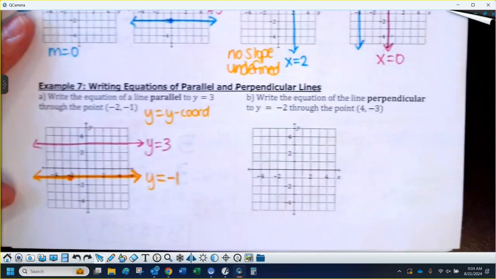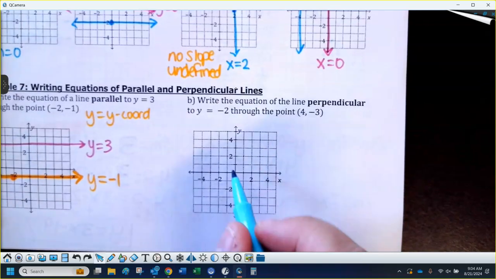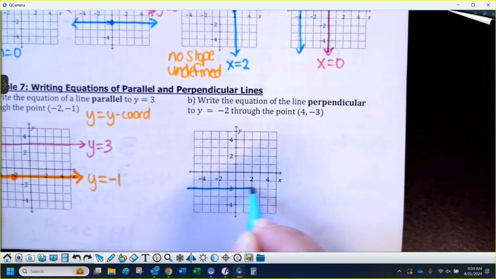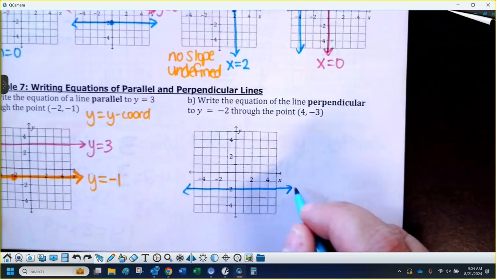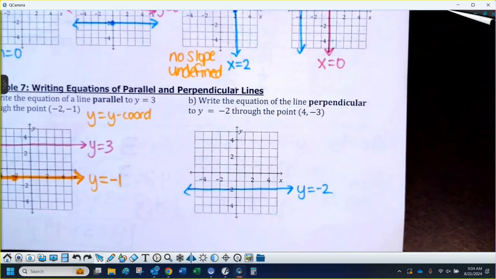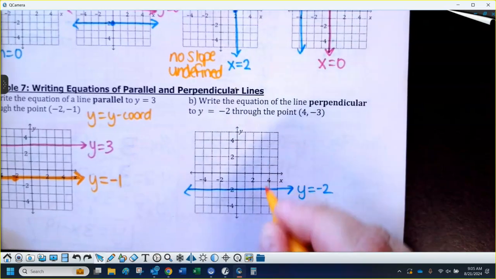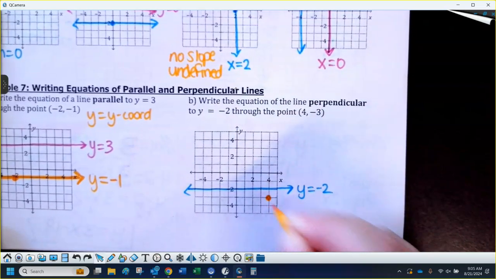All right, now, this one's trickier. This one's perpendicular. So I'm going to take y equals -2. I'm just going to sketch that. There's y equals -2, a horizontal line. All those y coordinates are the same. And I want to be perpendicular to this line through the point. Let's see, where's 4, -3?